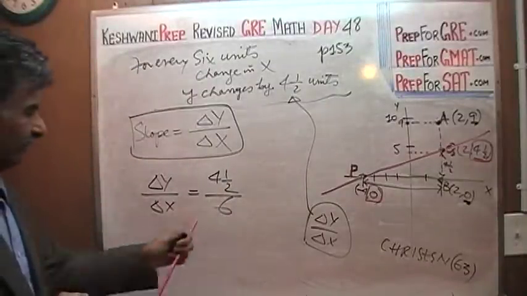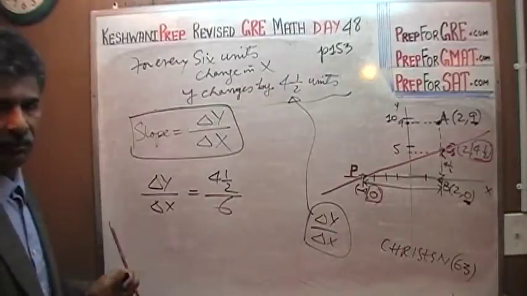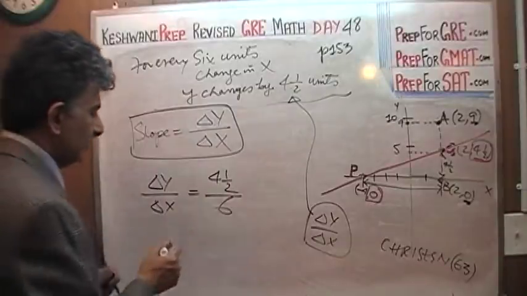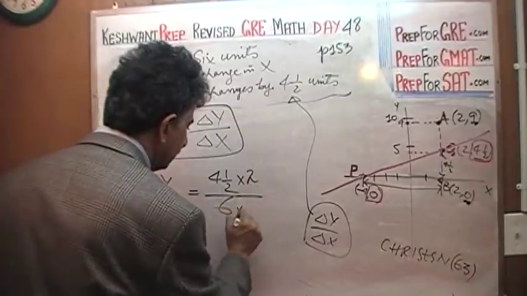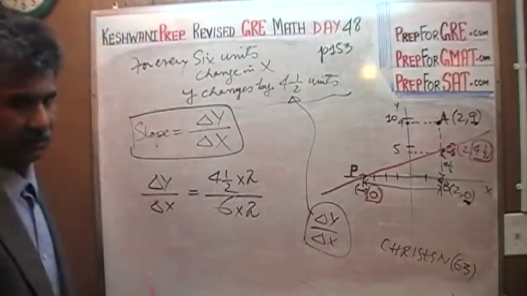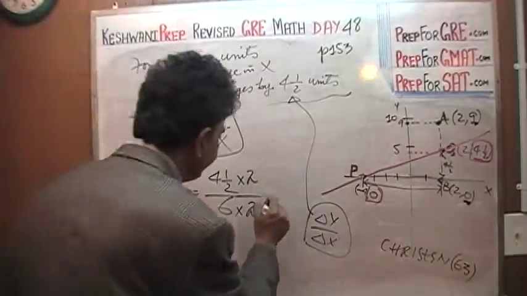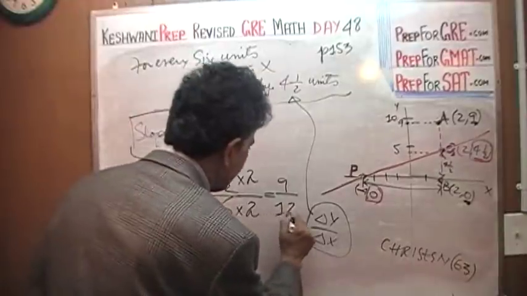The only trouble is that this 4.5 business, I don't like it. It's better to write it as a whole number. That's the only way you're going to be able to write the answers in the exam. So how do I convert 4.5 into a whole number? Multiply the top and the bottom by 2. That's all. Because 4.5 times 2 is 9, and 6 times 2 is 12.